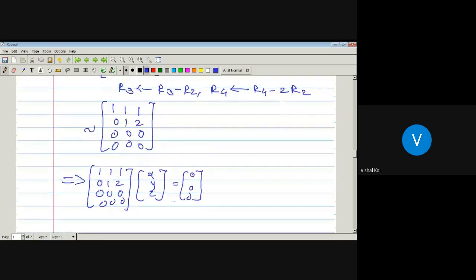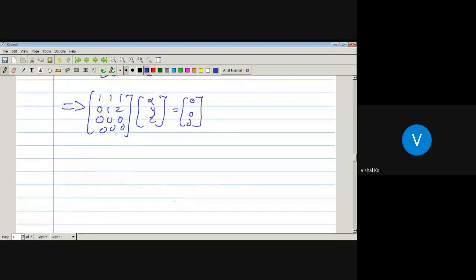Now by using the equality of two matrices and the multiplication of two matrices, this one is nothing but x plus y plus z equal to 0. Similarly, y plus 2z is also equal to 0, and the remaining rows are already 0. Now this is in echelon form. As y plus 2z equal to 0, it means y is equal to minus 2z. Take this one as 1, this one as 2.